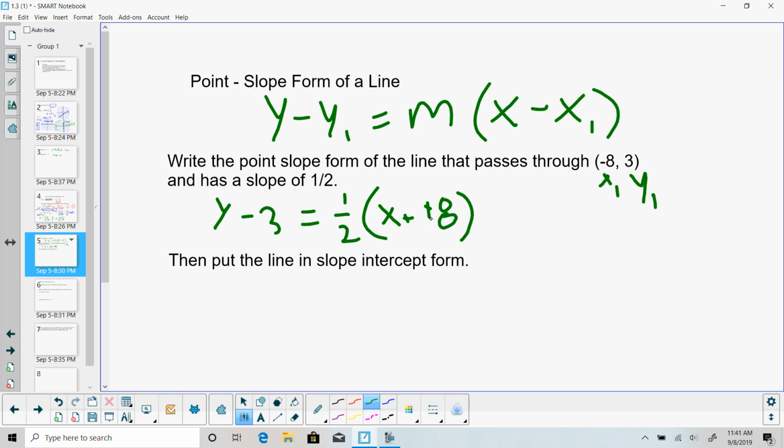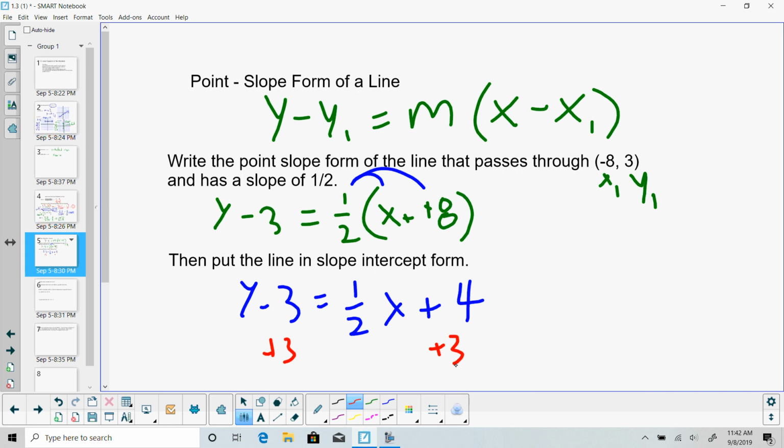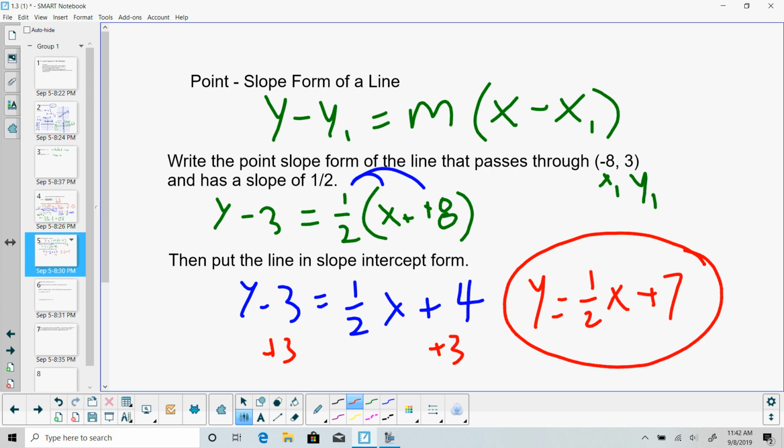Now it says put the line into slope-intercept form. So I would probably distribute this 1/2 here. So I've got y minus 3 equaling 1/2 x plus 4. And then if I add 3 to both sides, so I can get it into y equals mx plus b form, I'd have y equals 1/2 x plus 7. So if I graph this line, or if I graph this line, they're going to be identical lines. They're just written in 2 different forms.